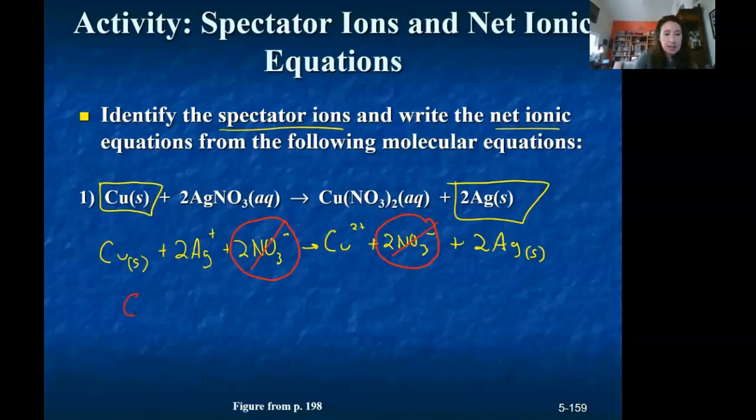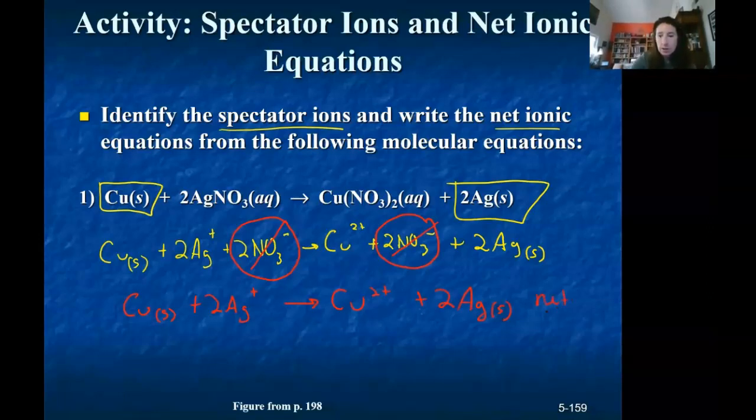So in this case, we would take everything else down. So this would be our net ionic equation. Net ionic, and this would be complete or total ionic.